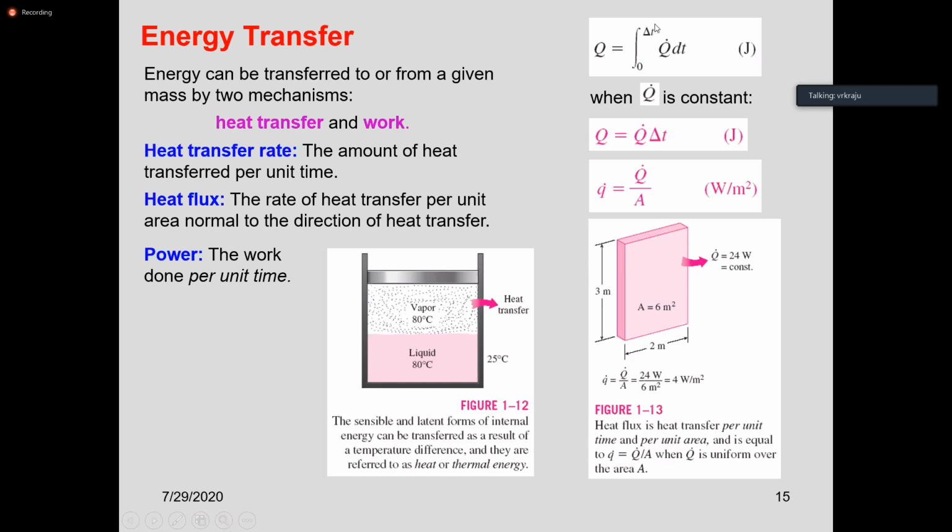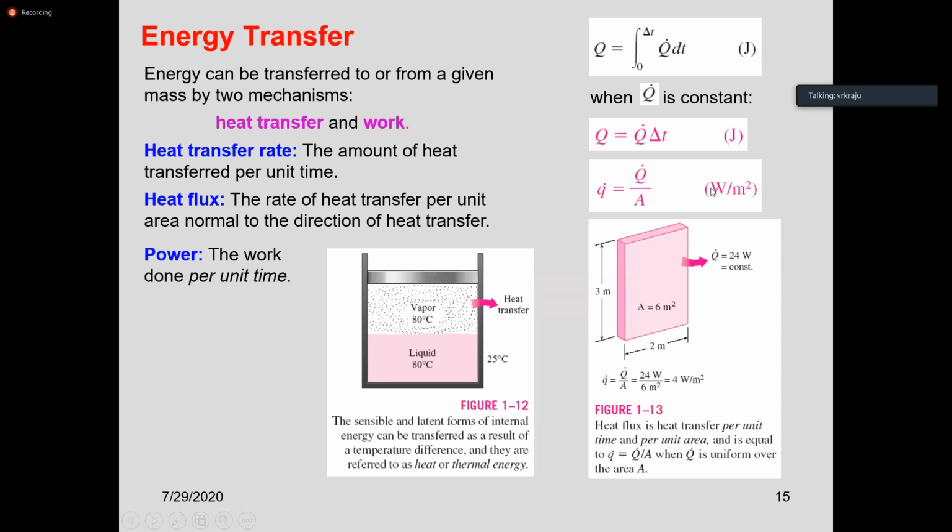That means for a given period of time, if you sum the heat transfer rate, then that will give you the total amount of heat transfer. So that's why this Q is given as Q dot into delta T, and this small q means heat flux, that is, per unit area.